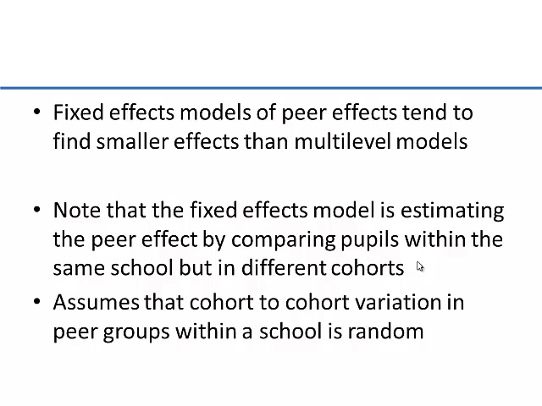What's the fixed effects model doing in this instance? It's estimating the peer effect by comparing pupils within the same school, but in different cohorts within that school, okay? And the assumption to generate causal estimates is that that cohort-to-cohort variation in peer groups within a school is random, okay? There may be reasons why that assumption may not hold, but it's an easier assumption to make than the assumption that SEND peers are randomly allocated between schools, which is what the multilevel model would make.